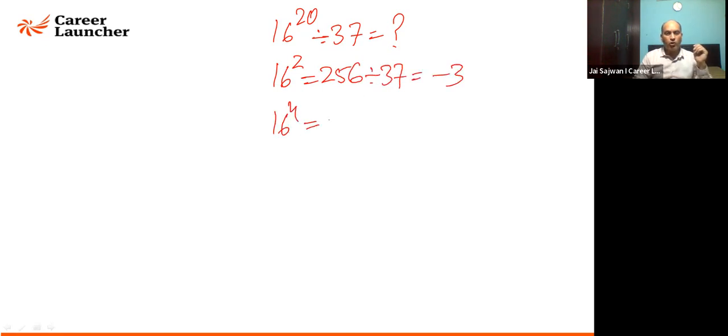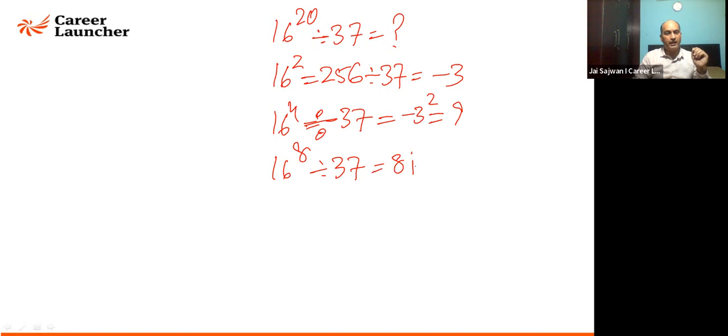When I square it on both sides, I'll say minus 3 square is 9. 16 to the power of 8. This is what needs to be done. You will be doing exactly the same thing. 81, 37 twos are 74. The remainder comes out to be 7 here.